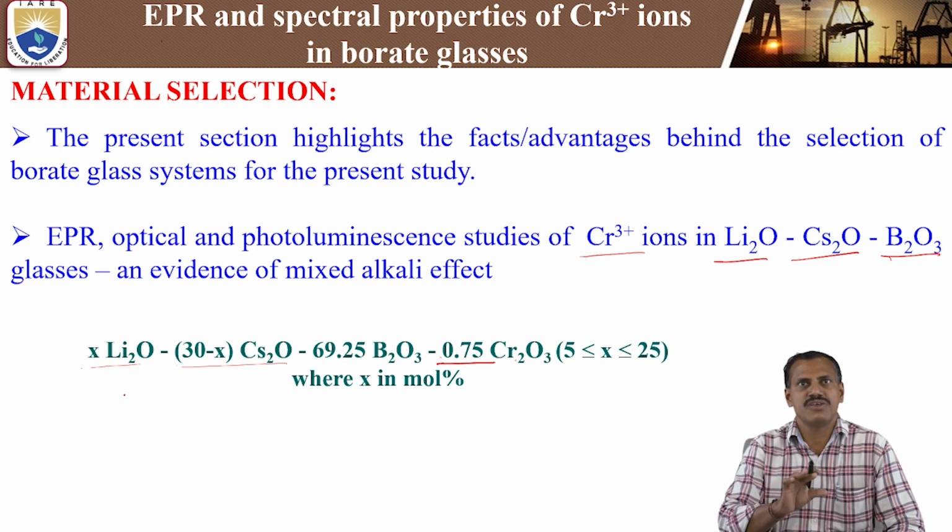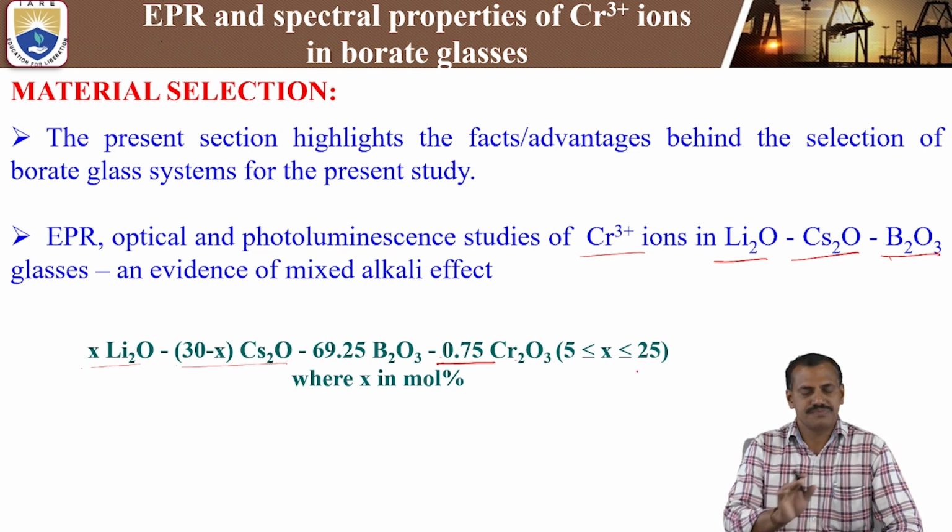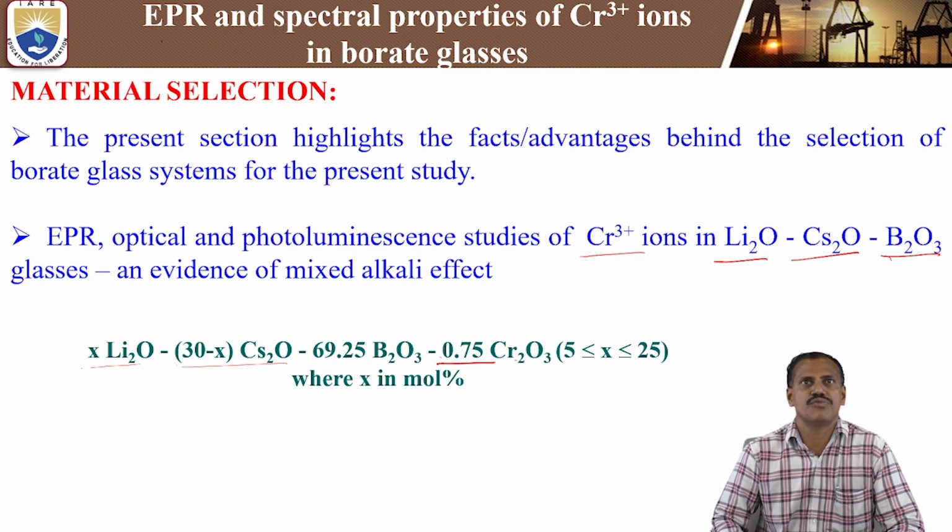Only the mixed alkali content we are varying. In the composition, x ranges from 5 to 25. So 5 mole percent to 25 mole percent of lithium oxide and cesium oxide we are varying in the borate glass system. So how are we going to study the borate glasses?